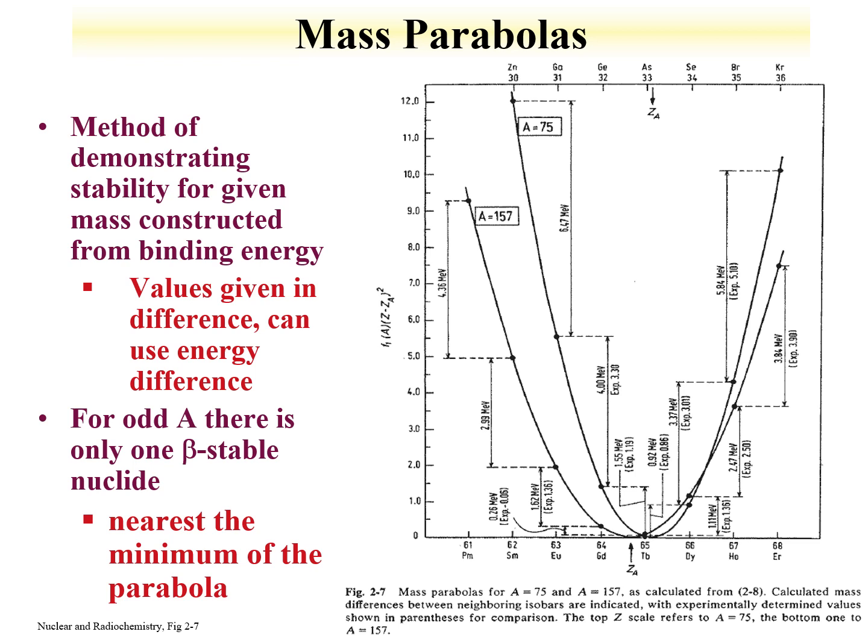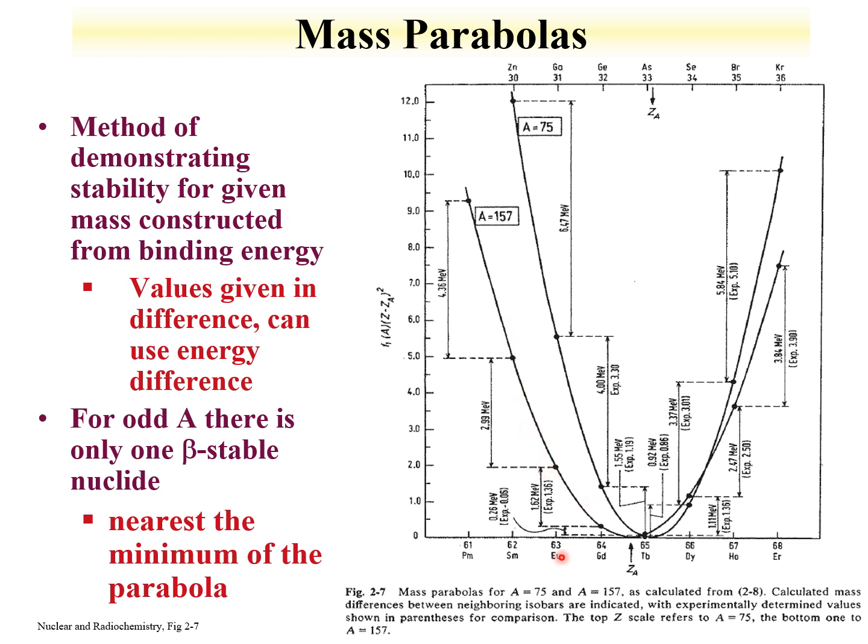Another way of evaluating trends within nuclei is to look at something called mass parabolas. It's a way of demonstrating stability by constructing some binding energies. So what we have here is basically a way of showing how much extra energy an isotope has compared to the other isotopes in its isobar.